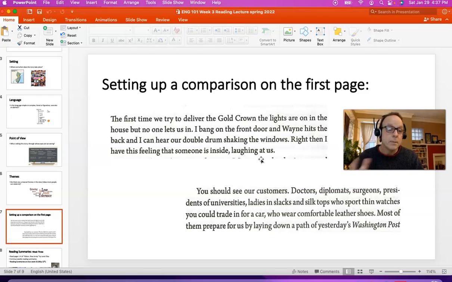Now, maybe that's just sort of, okay, they're trying to deliver the pool table, and they bang on the front door, nobody lets them in. They've had a couple of attempts, we learn later, trying to get this pool table delivered to this particular house, and they're having trouble with it.